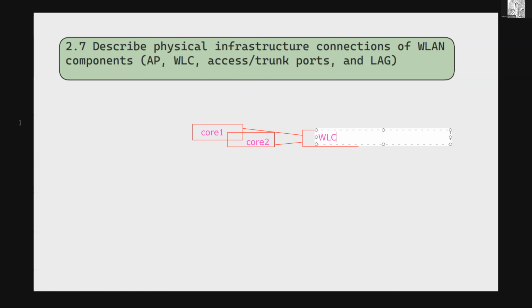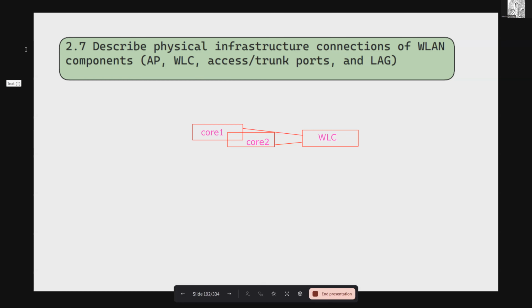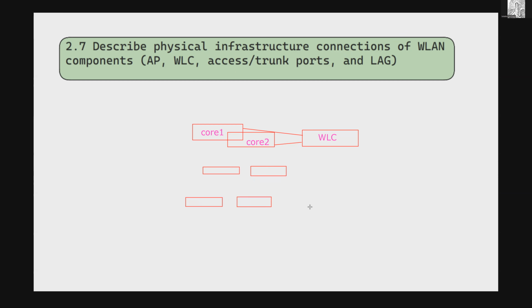WLC controller, and then below this architecture you should have the distribution layer and access layer. So we have this type of connectivity. This is my wired structure, wired LAN type of a structure. Like this, you have the connectivity.